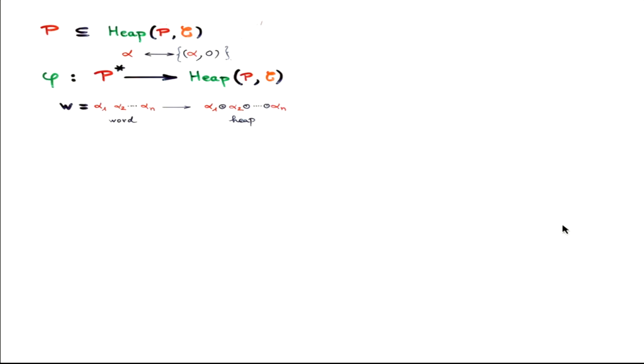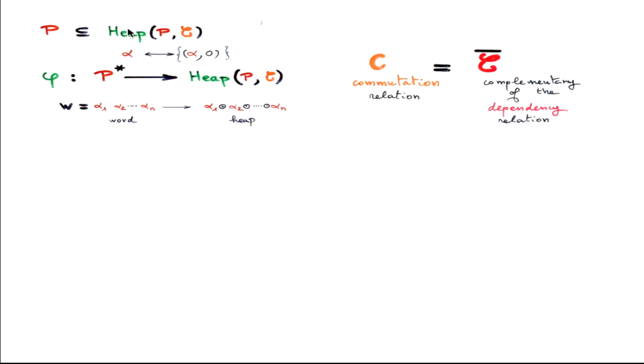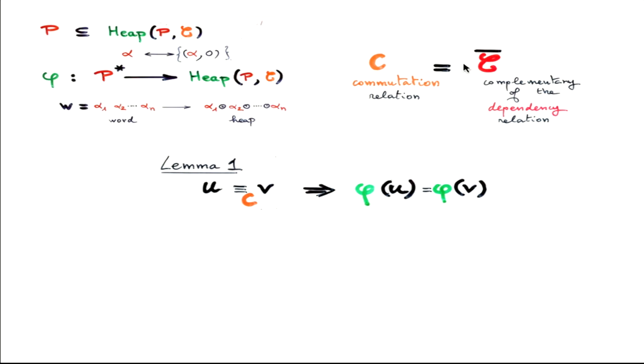So you have this proposition now. I repeat what I have said in a formal way. Take this map which goes from the free monoid generated by P and gives you a certain heap. I define C, the commutation relation, to be the complementary of the dependency relation. And there are 2 lemmas. Lemma 1: if U and V are equivalent for the commutation, if you can pass from one word to another just by commuting adjacent letters, then the 2 heaps will be the same.